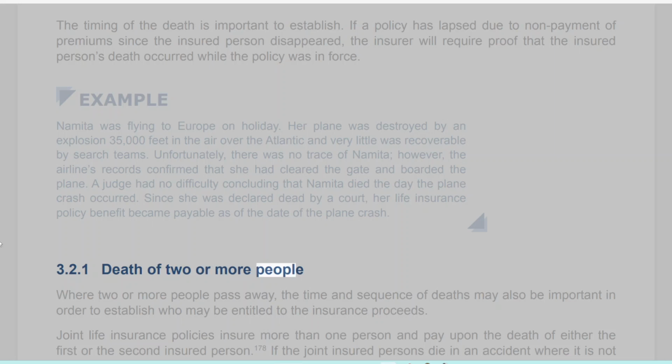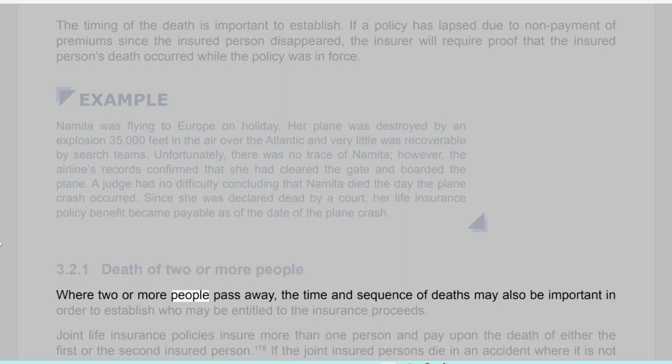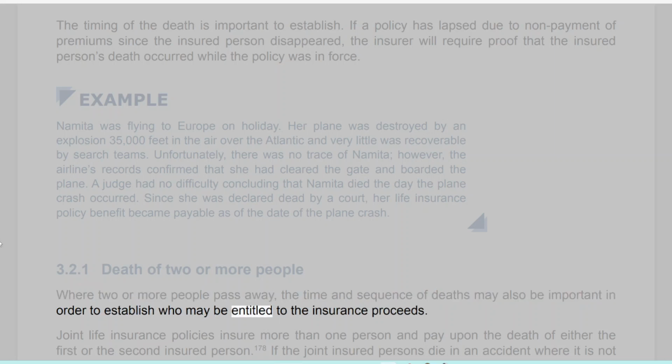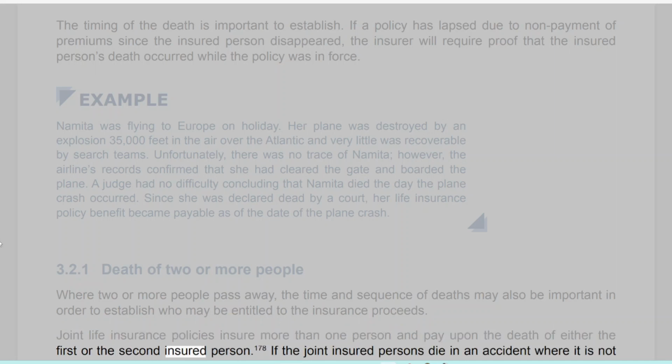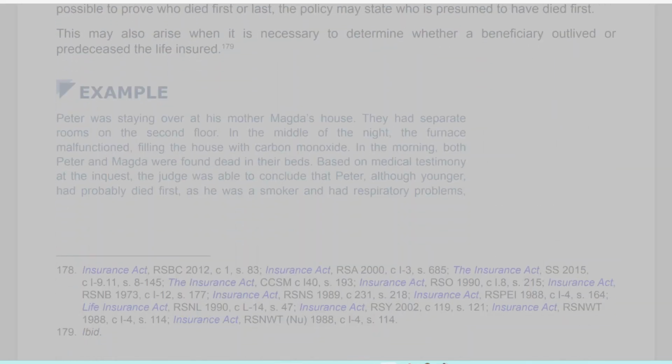3.2.1 Death of 2 or more people. Where 2 or more people pass away, the time and sequence of deaths may also be important in order to establish who may be entitled to the insurance proceeds. Joint life insurance policies insure more than one person and pay upon the death of either the first or the second insured person. 178 If the joint insured persons die in an accident where it is not possible to prove who died first or last, the policy may state who is presumed to have died first. This may also arise when it is necessary to determine whether a beneficiary outlived or predeceased the life insured.